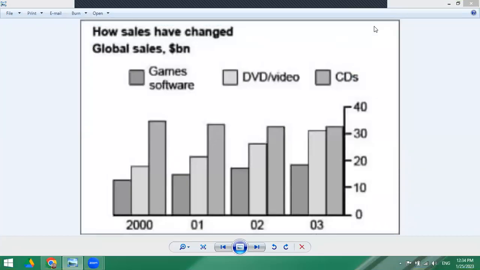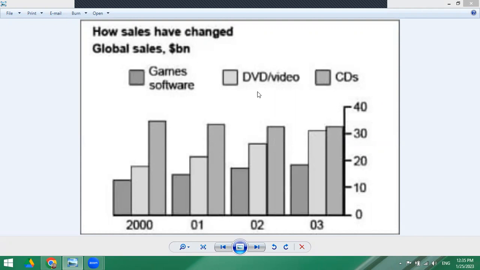I'll explain how you can write an overall to this bar chart graph. So the first thing you need to do is to look at all titles and labels. Sales have changed. Global sales in $1 billion. And we have games, DVDs, CDs, and four given years, 2001, 2, 3. And the numbers on the right are the $1 billion. These are the units of measurement.